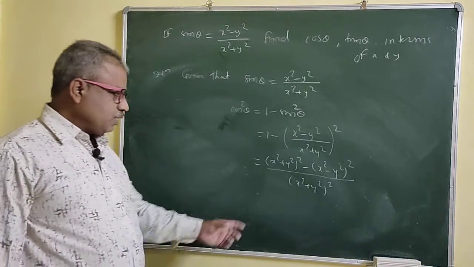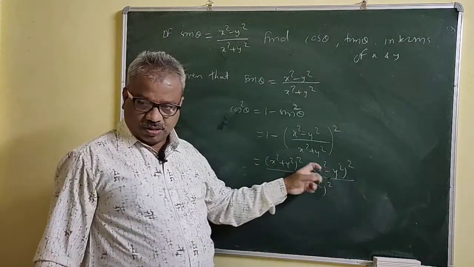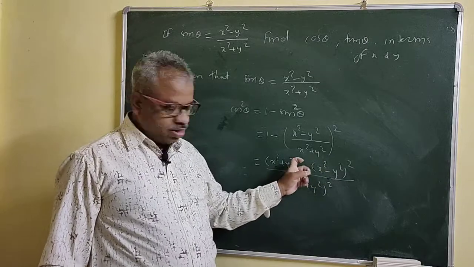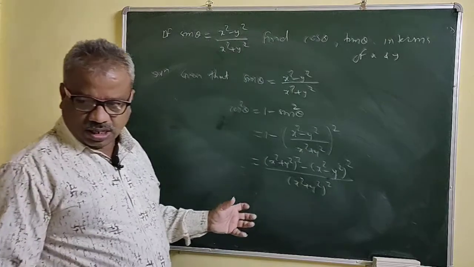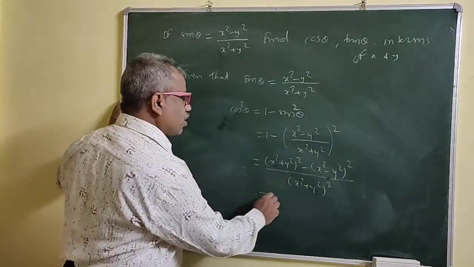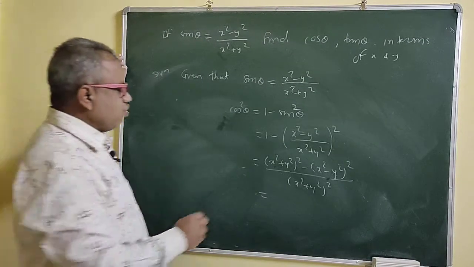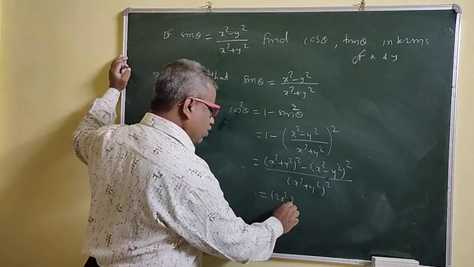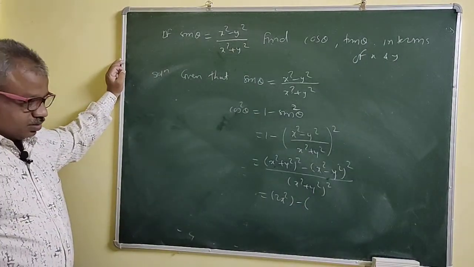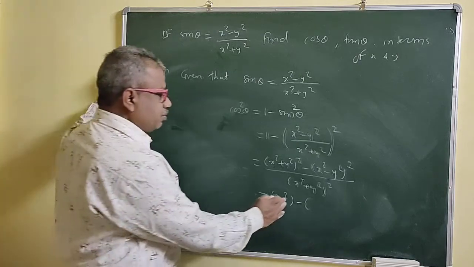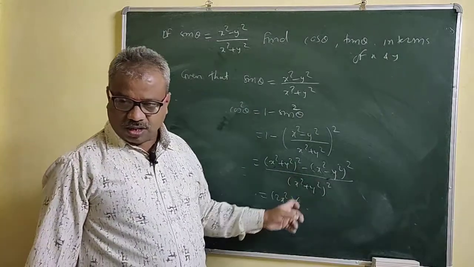So what here? These are of the form a square minus b square, right? So you can do a plus b and a minus b. First take the addition and then the subtraction. If you take the addition, then your y square gets cancelled. Then this is twice x square. So in the first bracket, this is twice x square, right? Then we get the product with a minus b.